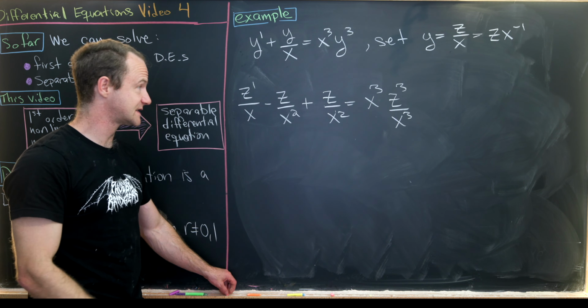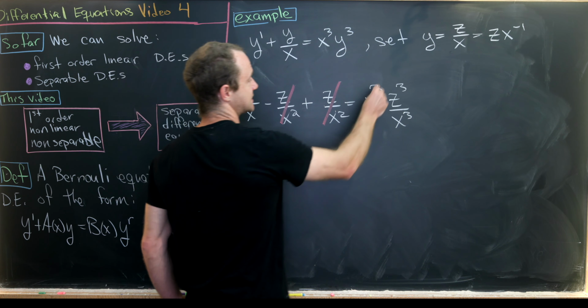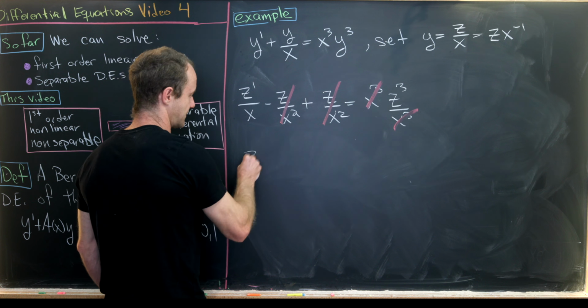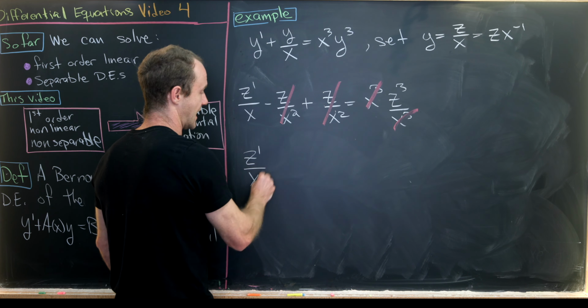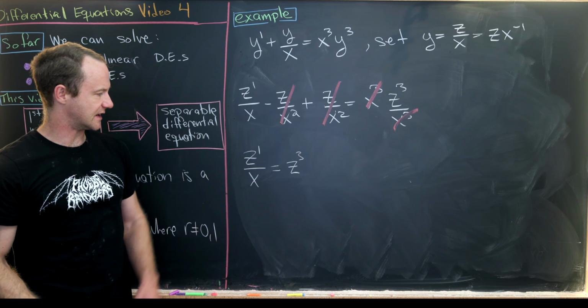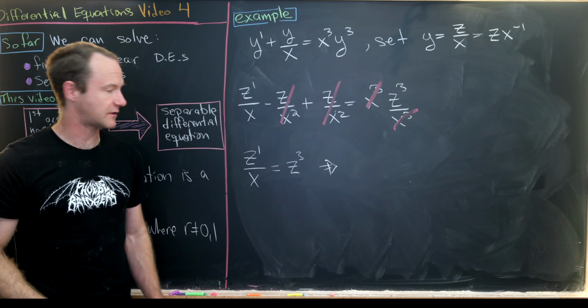So we get quite a bit of simplification now, which is pretty nice. Notice that this will cancel with this, and then this x cubed here will cancel with this x cubed here, leaving us with something like z prime over x equals z cubed. And that's pretty nice. But again, it's a separable differential equation, which means we can solve it fairly easily.